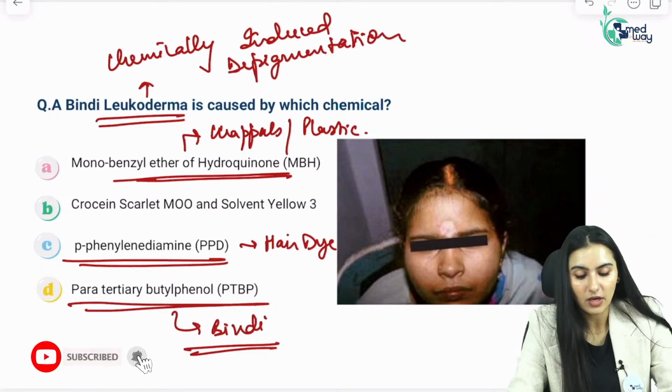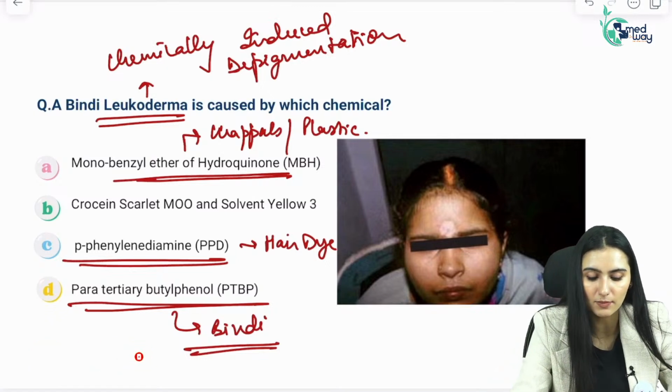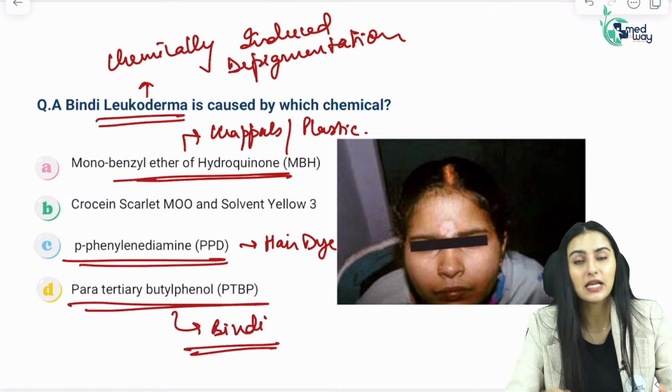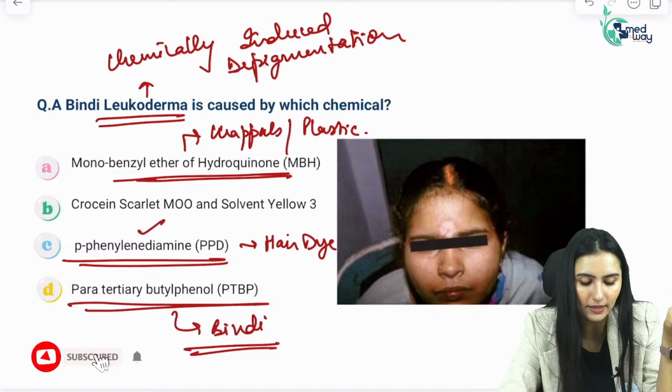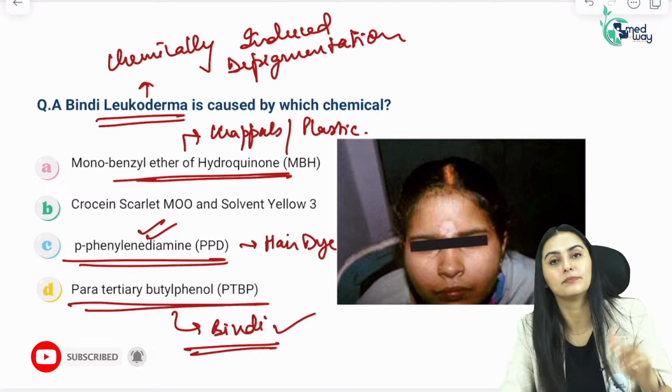So if it is happening, if you have a picture of the foot, it is because of chappal, those strands are given, it is monobenzyl ether of hydroquinone. If they say hair dye was applied, it is PPD, it is an irritant in the hair dye, and paratertiary butylphenol, that is seen in bindi. Okay, simple.